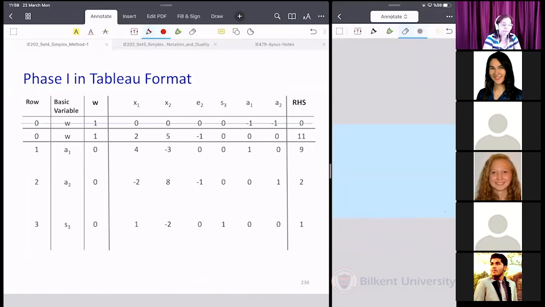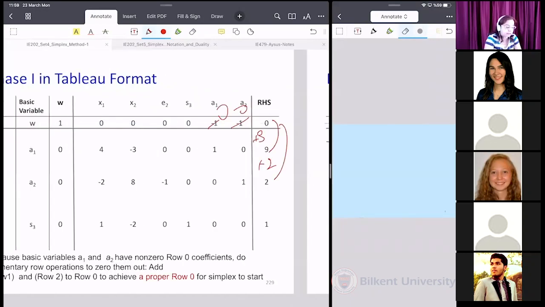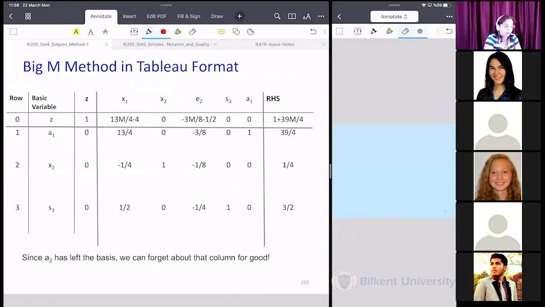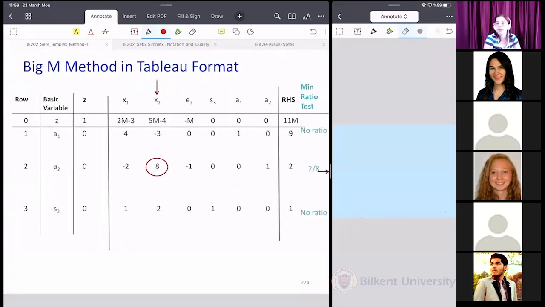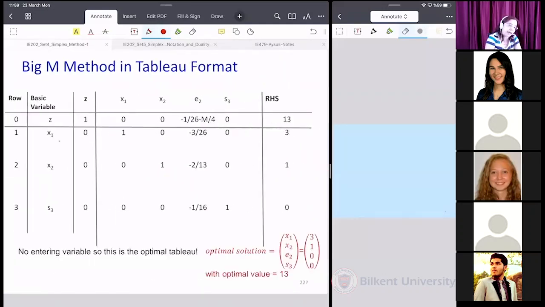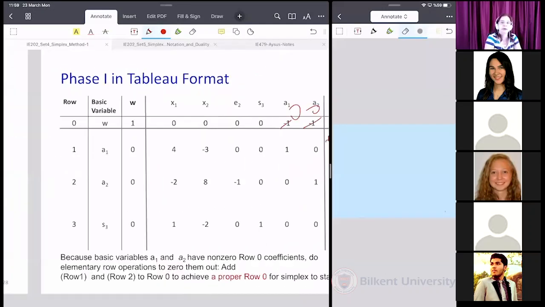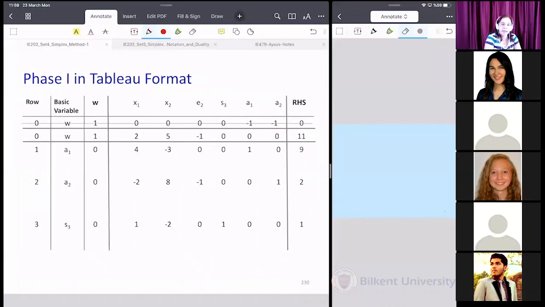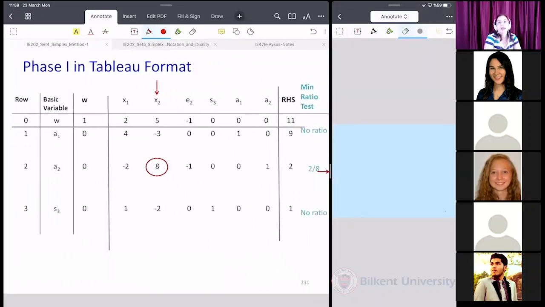Remember, in the big M method, in the very first iteration, X2 was entering. Exactly the same thing is happening here. In the very first iteration, X2 was entering and A2 was leaving. Let's see what's going to happen in this one. Again, X2 is entering and A2 is leaving, because I told you until phase one is over, the iterations are the same.